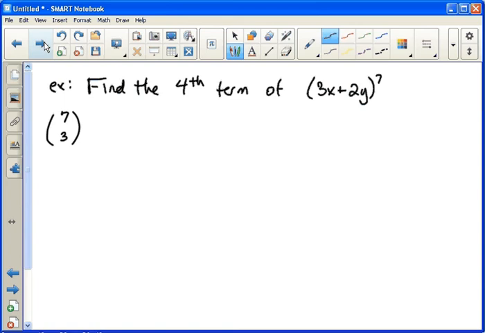Okay, and then a, we got to think about what a, that's our 3x, is going to be raised to. Well, it started at 7. We're going to the fourth term. So 1, 2, 3, 4. So it's going to be raised to the fourth power. And then our b, 2y, is going to be raised to the third power. If you remember, r is always going to match the exponent of b.